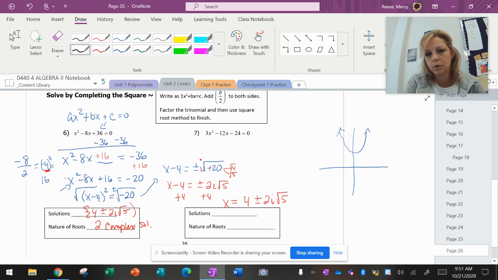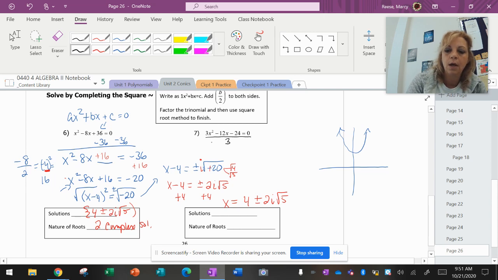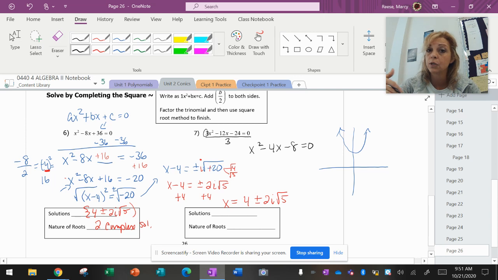So I will tell you for 7, I'm not going to do the whole thing. I promised you I wouldn't belabor the method. But I will tell you that in order to do completing the square, you have to have the a value equal 1. So you would divide out completely a 3. And then it would be x squared minus 4x minus 8 equals 0.